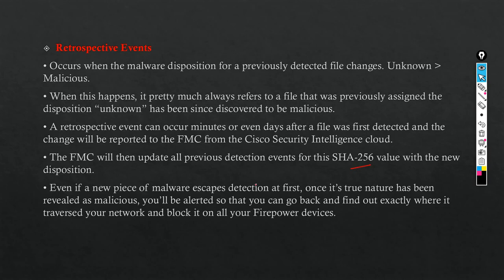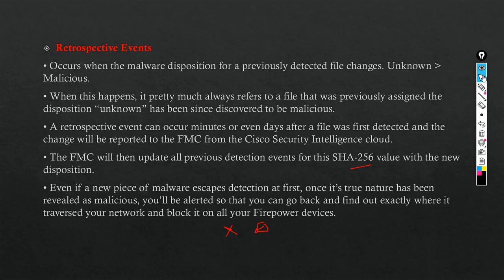Great. Even if a new piece of malware escapes detection at first, once its true nature has been revealed as malicious, you will be alerted so that you can go back and find out exactly where it traversed your network and block it on all your firewall devices. It could get passed, and when I receive it, I get infected, but most probably the AMP will detect it, the majority of the time.